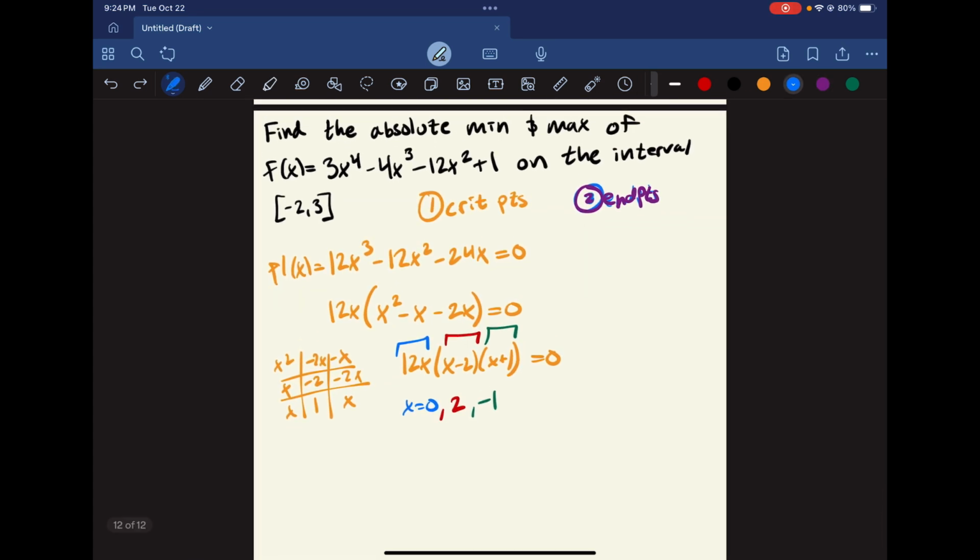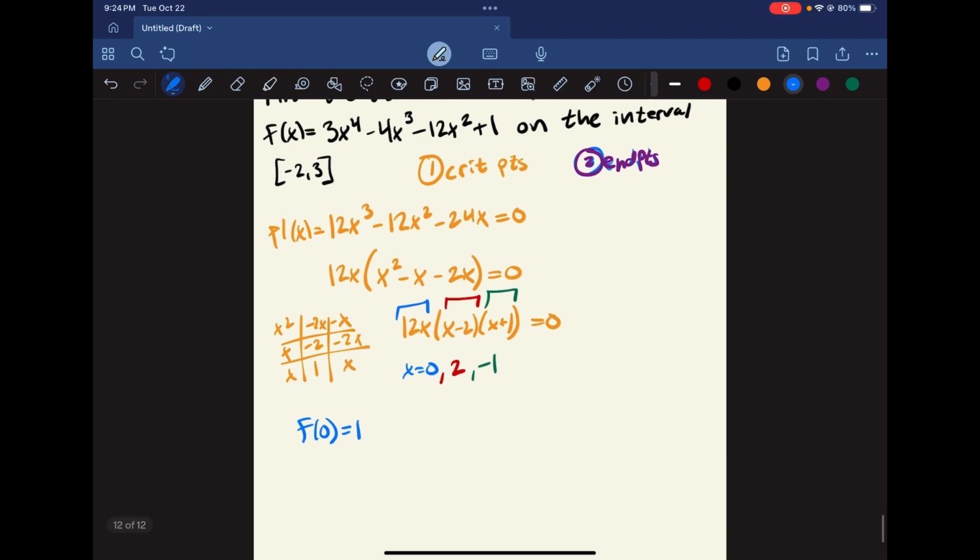X equals 0, that's pretty simple, right? F of 0, you just plug in 0 for everything here. You're left with just that 1. So we've got 0, 1.